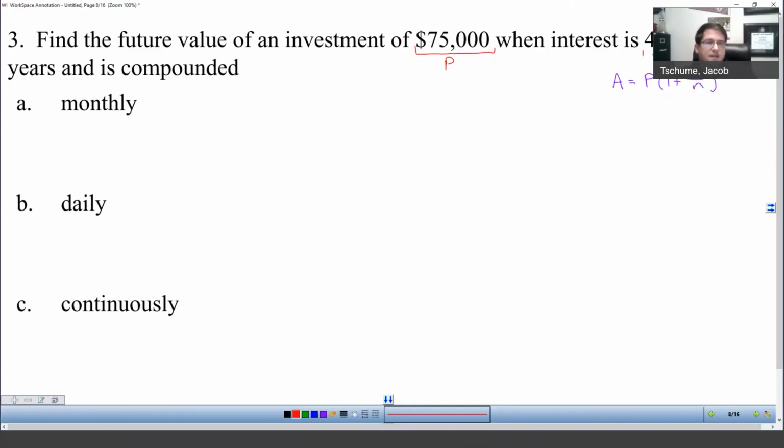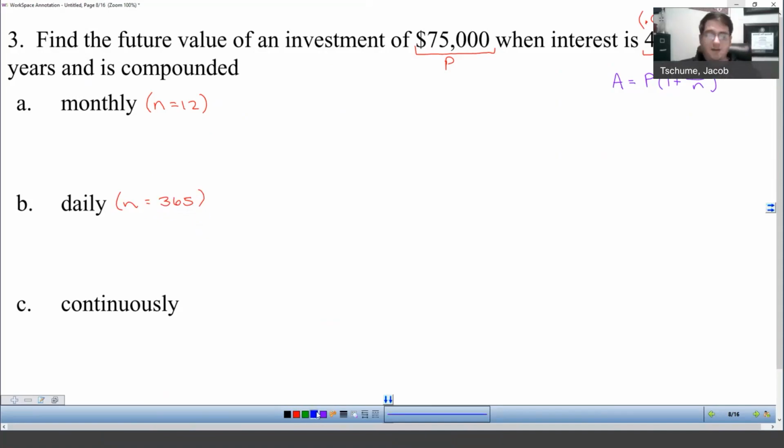The 4.5% is your interest rate, but remember, you can't use 4.5. You will have to move your decimal to the left twice, and we'll use 0.045. The 3 years over here at the top right, that's going to be your T. And then what's different about A and B is what N value you're going to use. So for part A, if you're going to do something monthly, you have to let N equal 12. Versus on part B, when we do daily, we're going to have to let N equal 365.